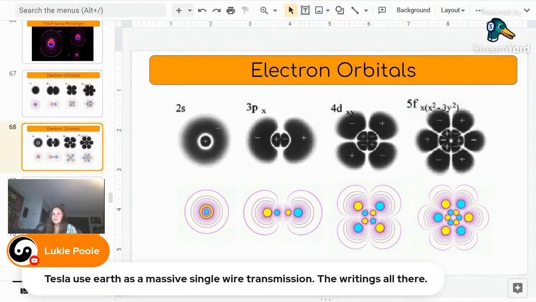Tesla used Earth as a massive single wire transmission. The writing's all there. Yeah, he did that.